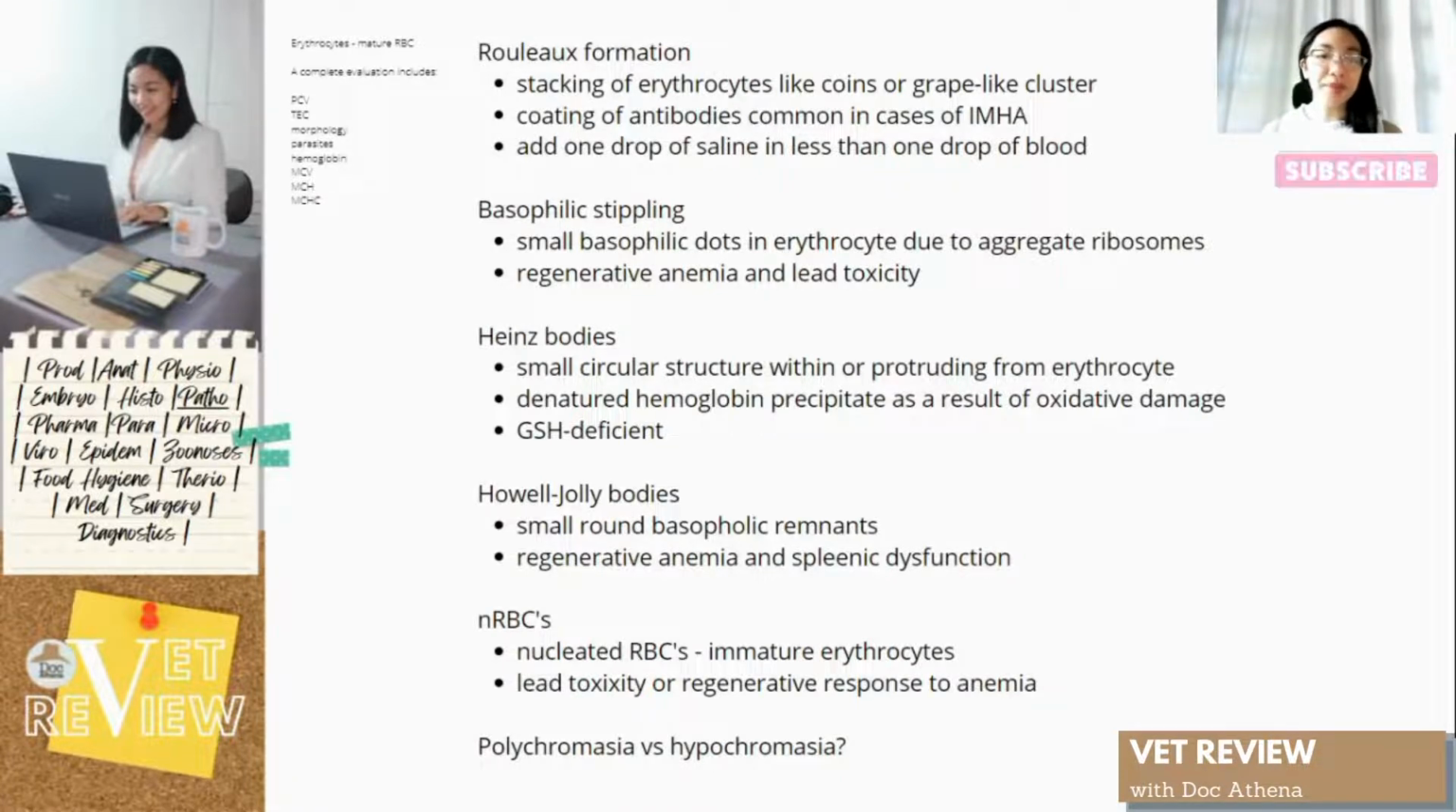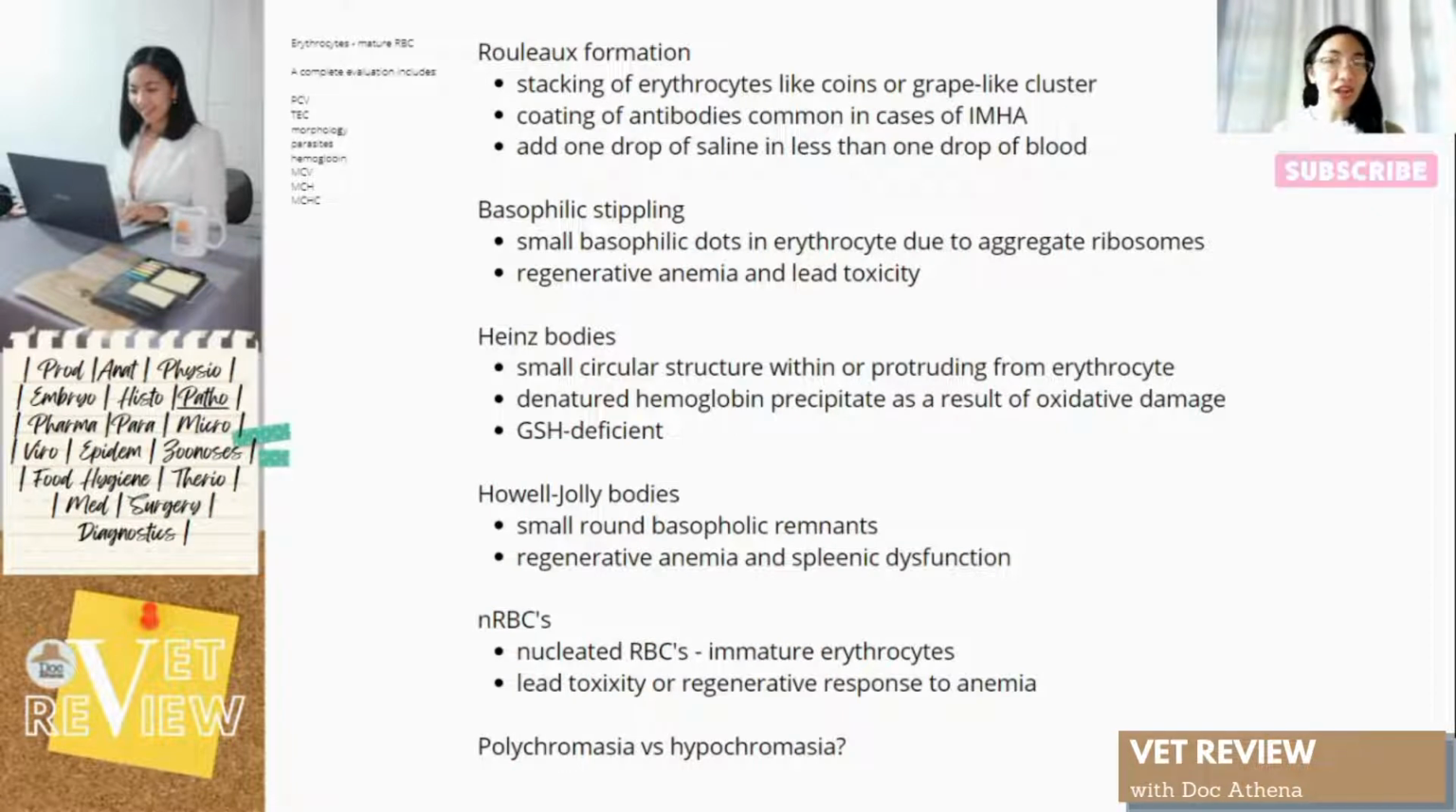Okay, another inclusion body is the Howell-Jolly bodies, okay? And these are small, round basophilic remnants. This is common in cases of regenerative anemia and splenic dysfunction.